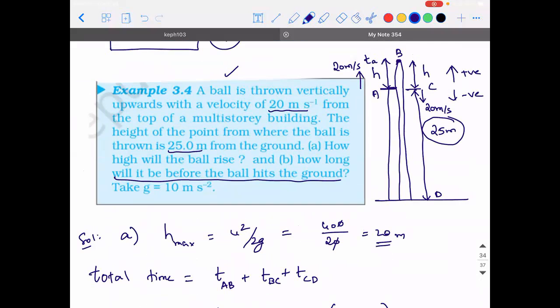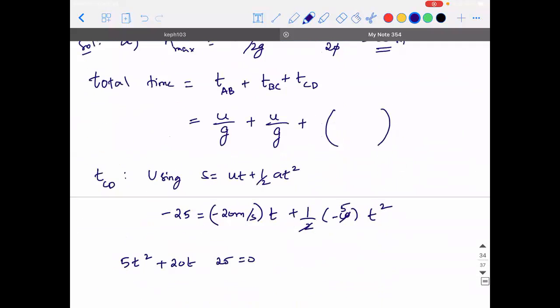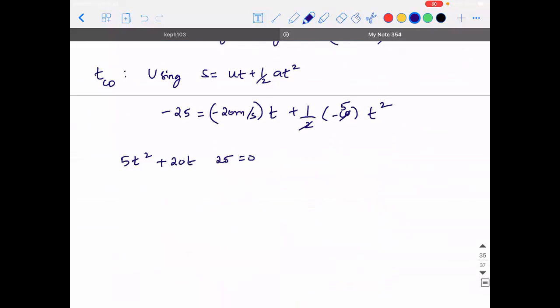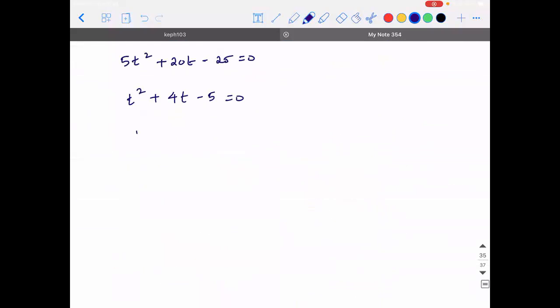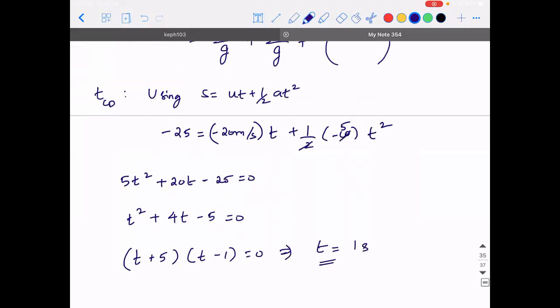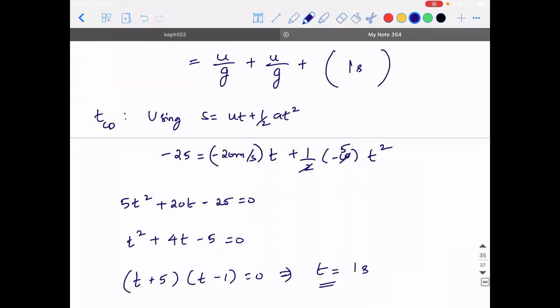Actually, we can make it simple also. So let me solve this first. I just wanted to teach you all the logic. I'll solve it in an easier way also, don't worry. So I hope it is clear till this step, right? 5t square plus 20t minus 25 is equal to 0. So t square plus 4t minus 5 is equal to 0. So (t plus 5) into (t minus 1) is equal to 0, which implies t is equal to 1 second.